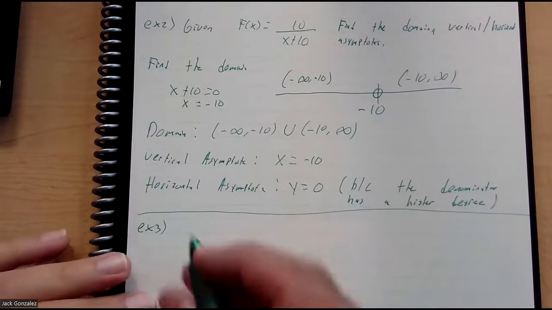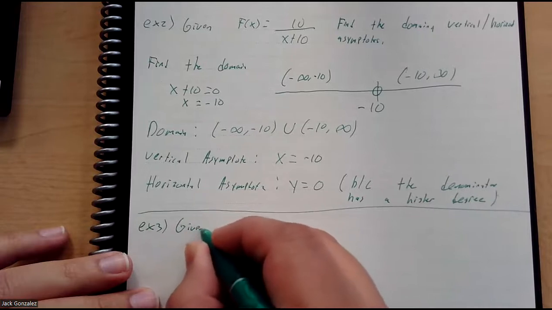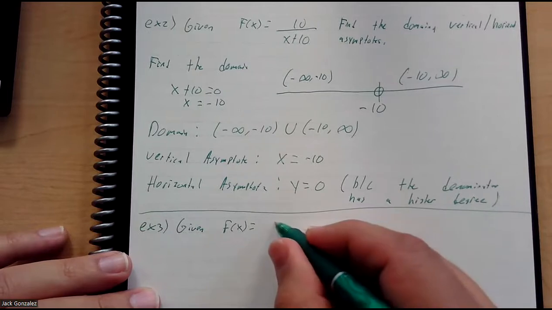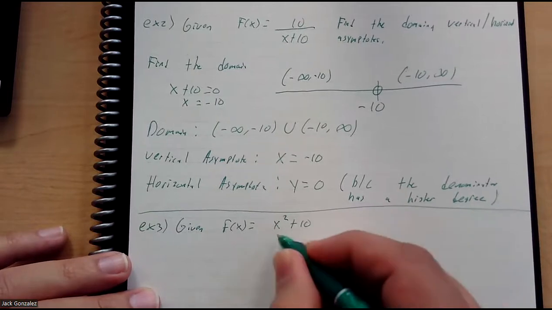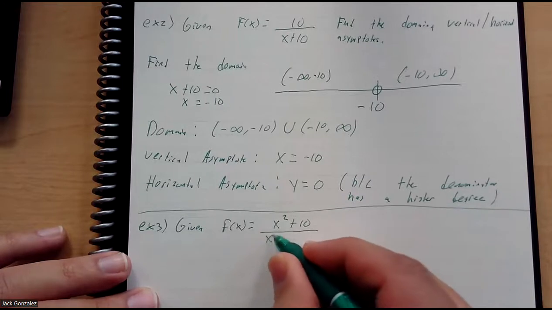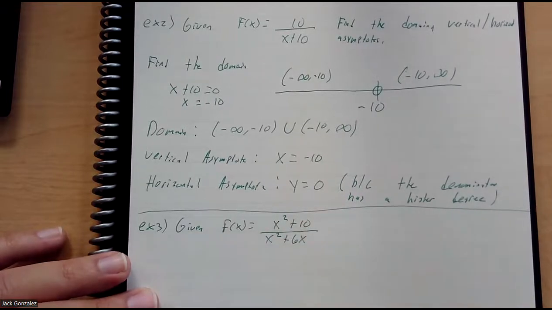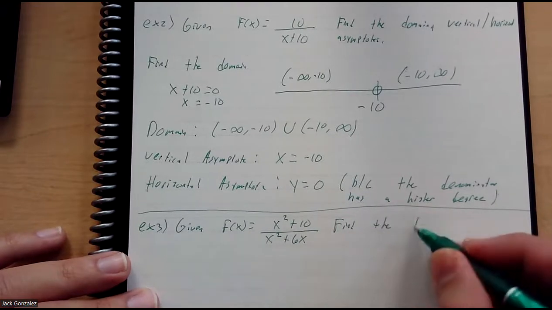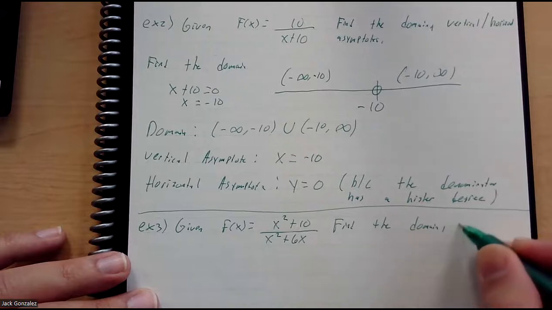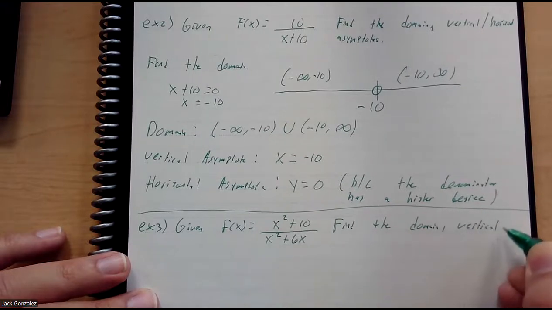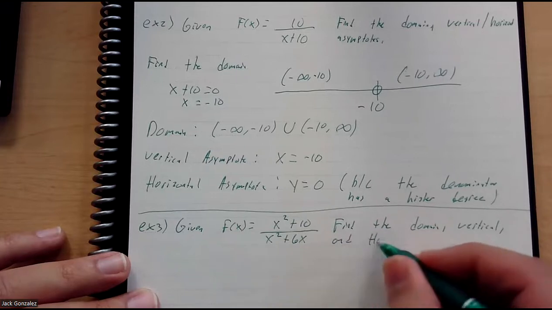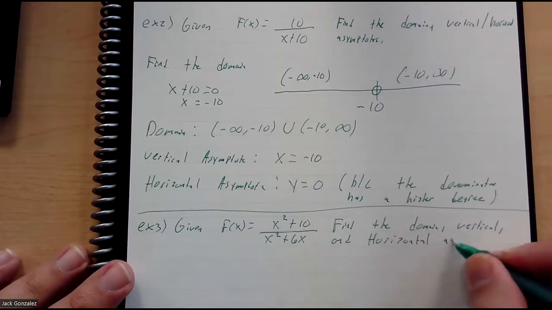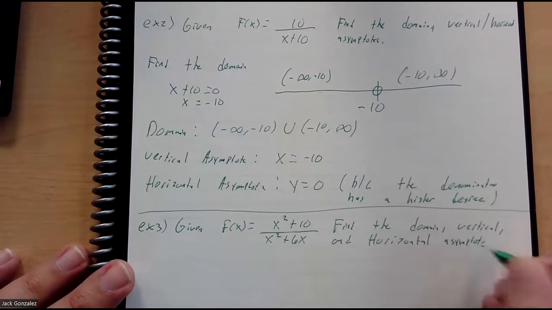Okay. So given f of x equal to x squared plus 10 over x squared plus 6x, find the same stuff. Find the domain, vertical, and horizontal asymptote. There we go. Same question.